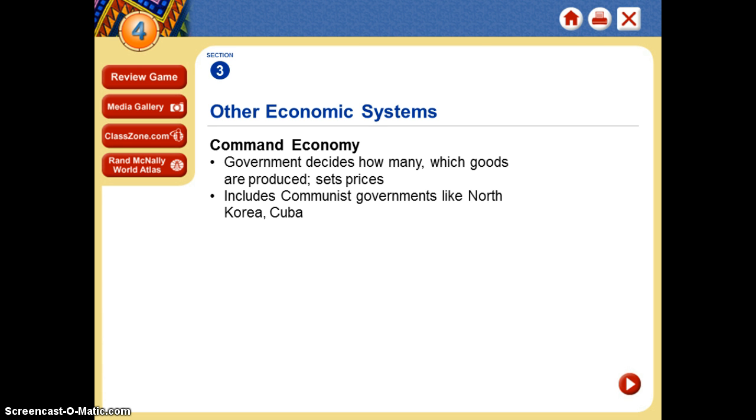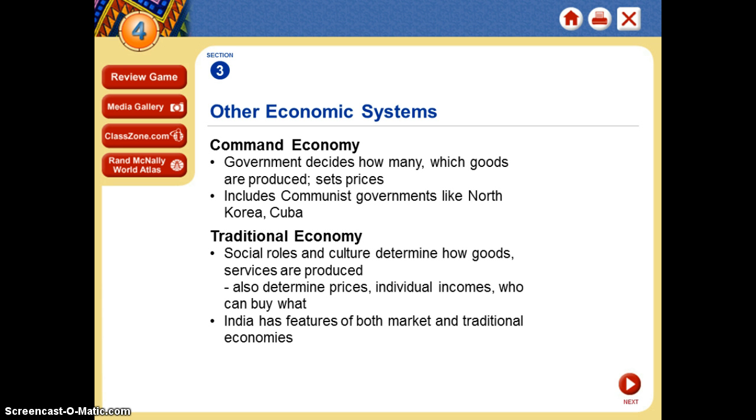Briefly touch on the other economic systems. The command economy is not ruled by supply and demand. It's ruled by the government deciding what and how much goods are produced, and also sets prices. North Korea, Cuba, to a lesser extent nowadays China, though in the past they could have been considered a command economy. A traditional economy is more based on tradition and culture. It is kind of like market economy, except we're talking more about bartering and trading when we start getting into a traditional economy.